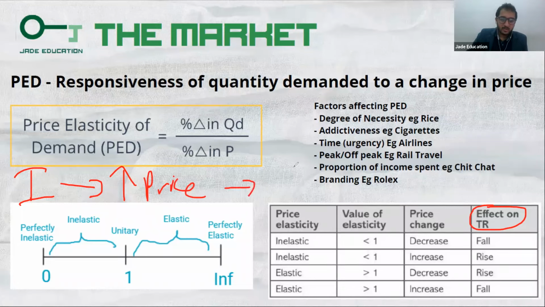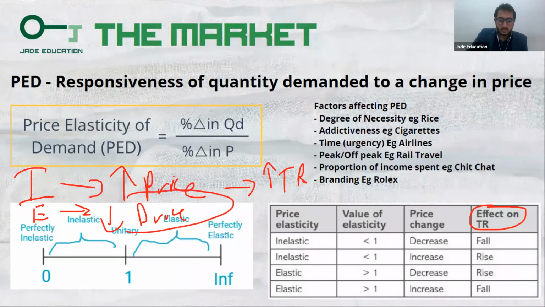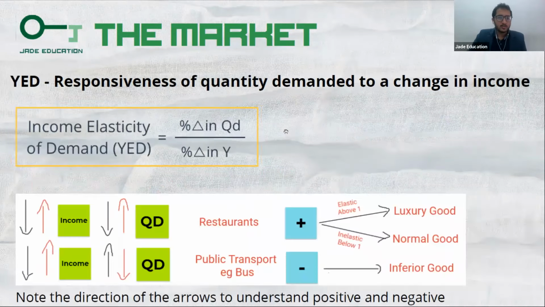That way, what will happen to your total revenue? It will rise. If it is elastic, drop your price. Because you know there's loads of competitors and everybody will start coming to you. You'll gain the quantity. You'll go on volume. Your total revenue will rise. So you can go through this and see what will happen during your own time. I will share all this with you.